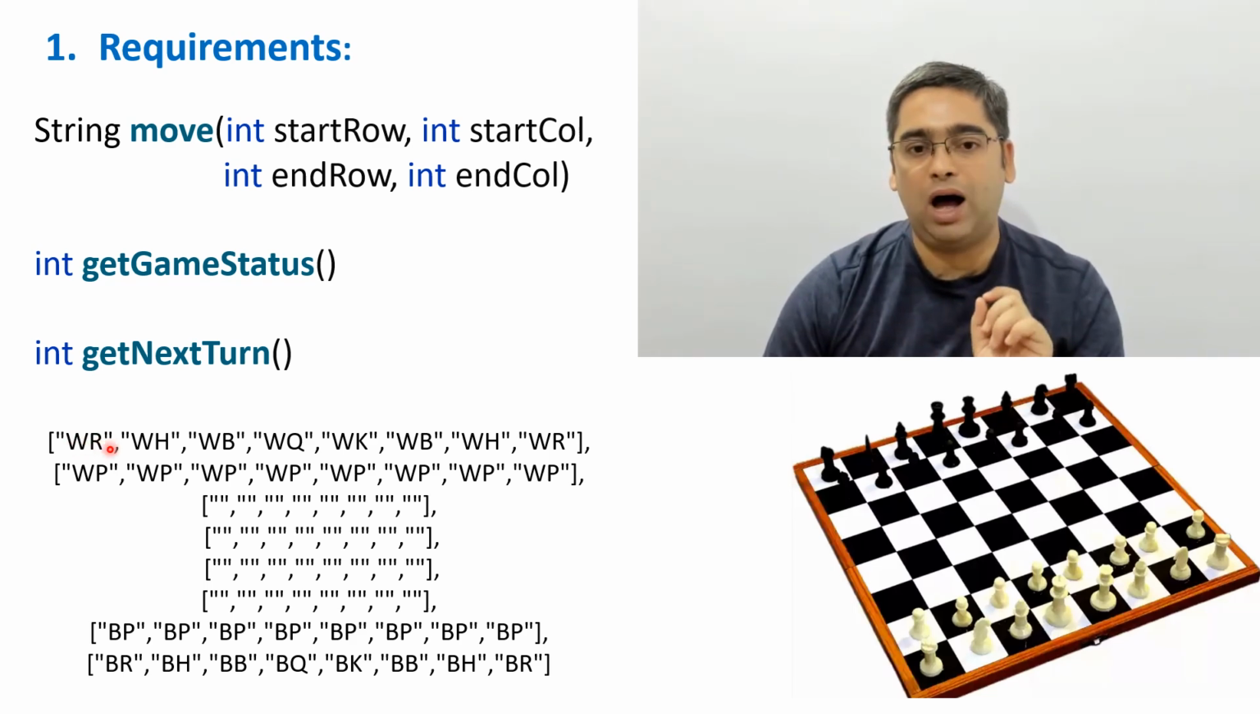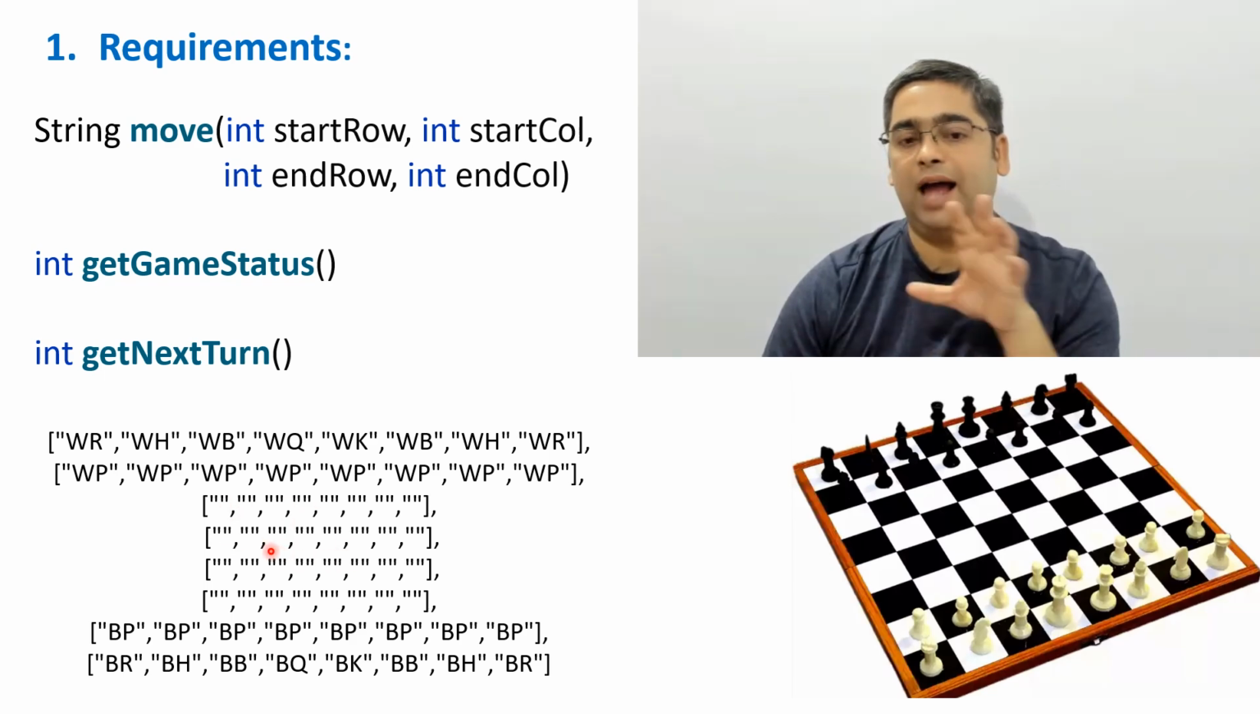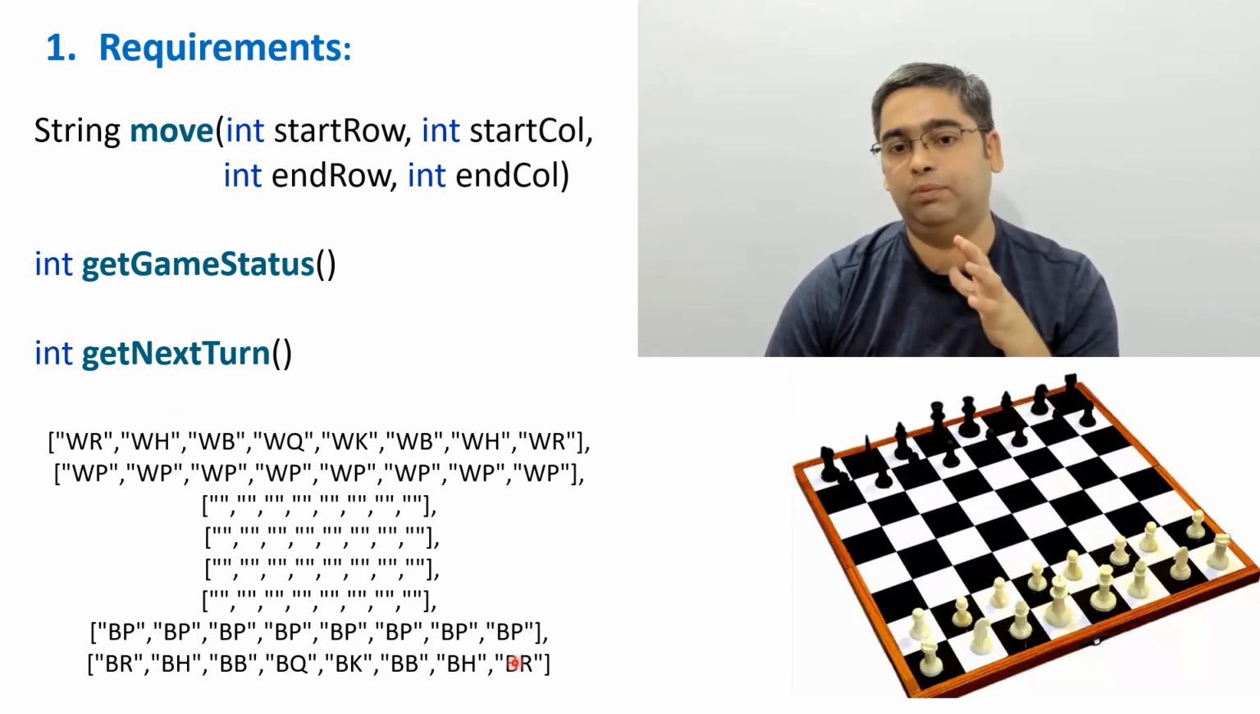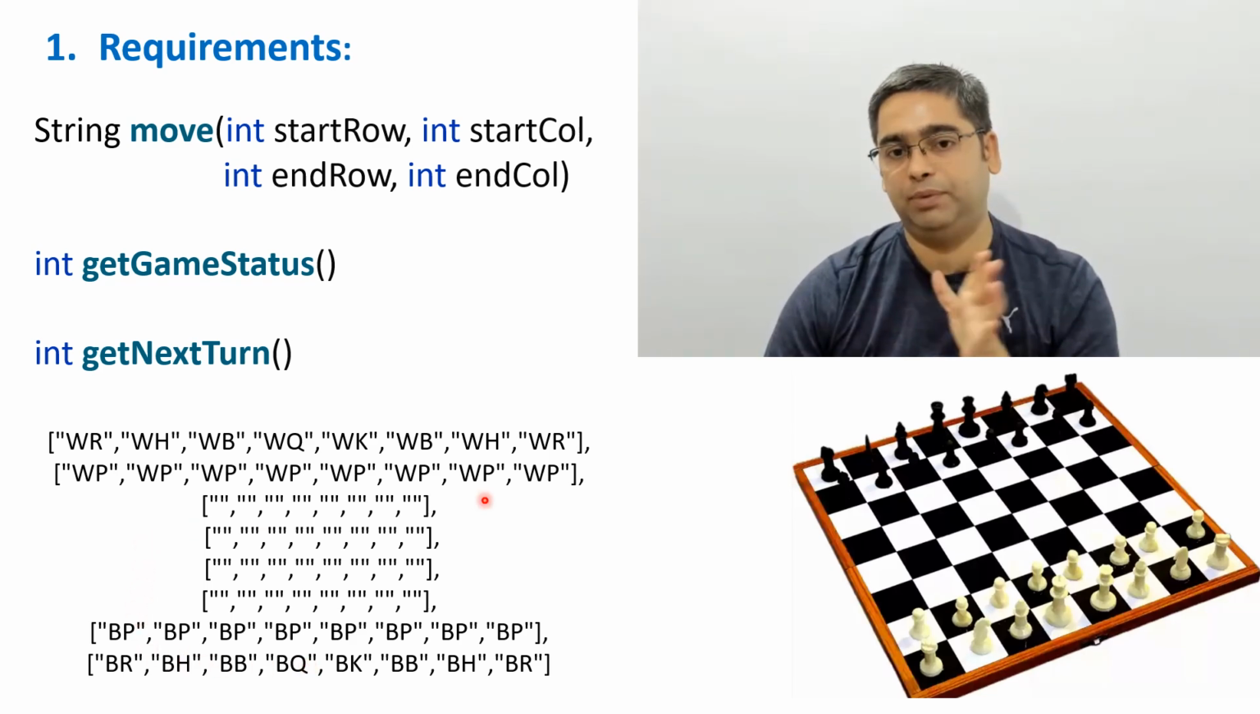So WR is white rook, WB is white bishop, BH is black knight, BQ is black queen, and BK is black king. WP is white pawn, BP is black pawn. An empty string means that the square is empty. So you see this is an 8 cross 8 board, 64 total spaces, out of which 32 are occupied, 16 by white and 16 by black, and a total of 6 different pieces.